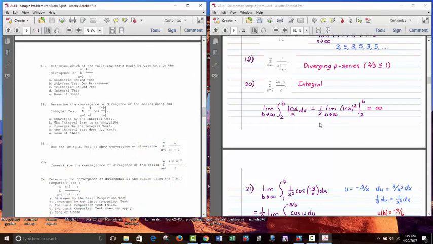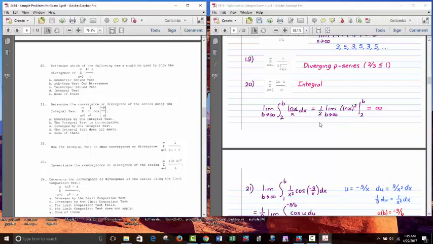Number 20. In this set of answers, integral is the correct answer. Obviously it's not geometric. It wouldn't be the nth term test for divergence, because that limit would go to 0. You could do one L'Hopital step and see it goes to 0. It's not telescoping. Integral works. Direct comparison test would also work here, because you could compare it to 1 over n. Limit comparison test would not work, but direct would.